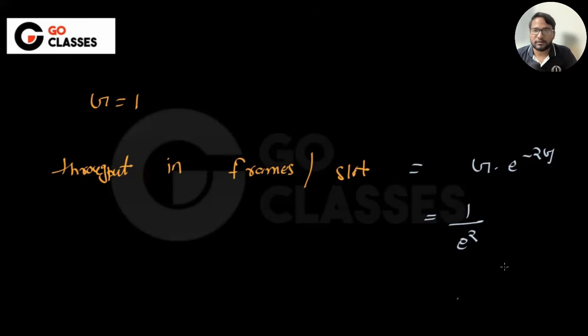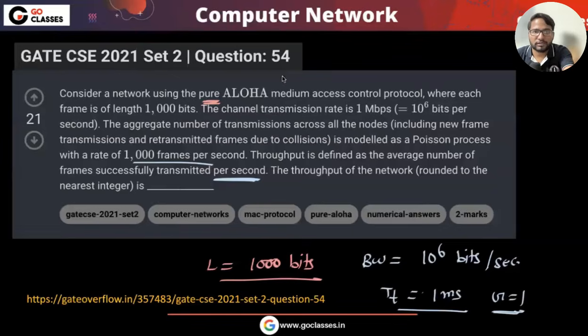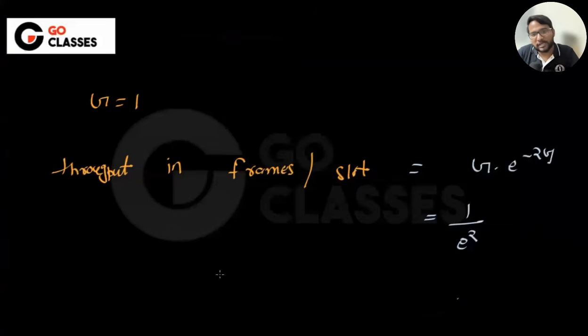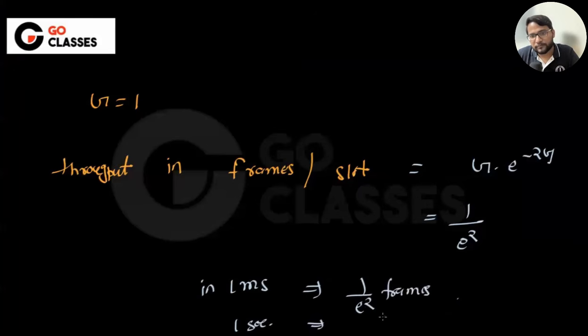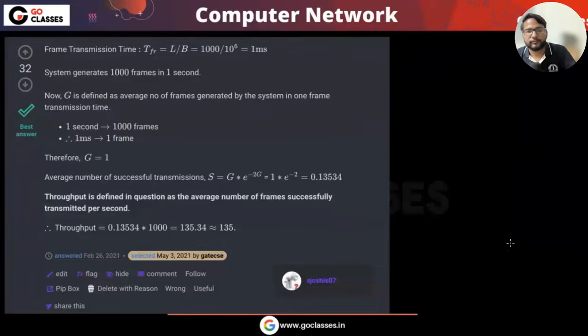Now they're asking in frames per second, basically. So transmission time is 1 millisecond. In 1 millisecond, if you are sending 1 upon e squared, then in 1000 milliseconds, or 1 second, this many frames you are sending. You can multiply by 1000, right? And then you will get 135 as an answer. Okay, so 135 is the answer here.